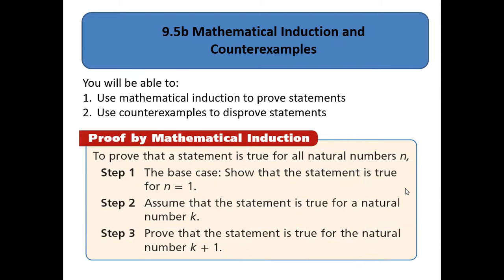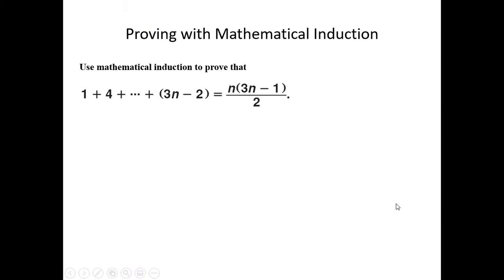But what is proof by mathematical induction? It's a three-step process to prove that a statement is true for all natural numbers n, so counting numbers 1, 2, 3, 4, and so on. Step 1, the base case, show that the statement is true for n equals 1. Step 2, assume that the statement is true for some other natural number k, doesn't matter what the number is, and then prove that the statement is true then for the next natural number, k plus 1. And we'll look at the examples to show what that means.